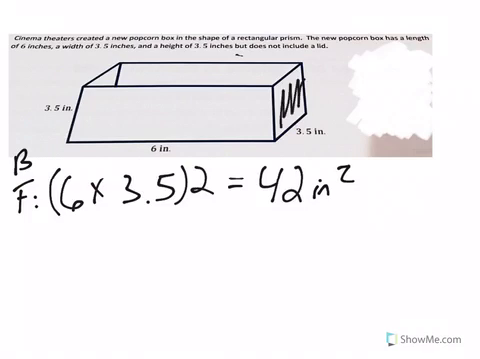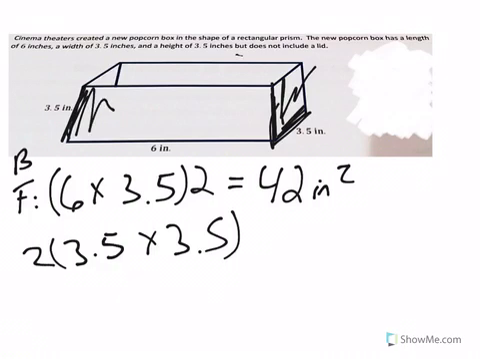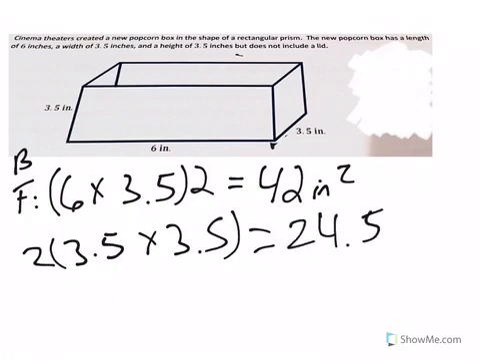Now we need to do the right and left sides. Okay, so we end up with 3.5 inches times, this would be the same as over here, right? Times 3.5 inches. And we're also going to double that because we have this side and this side, right? We have the left and the right sides, so to speak. And we end up with 24.5. That would be the right and left sides.